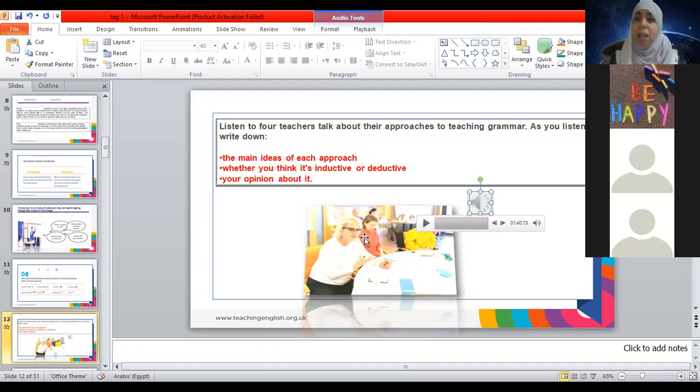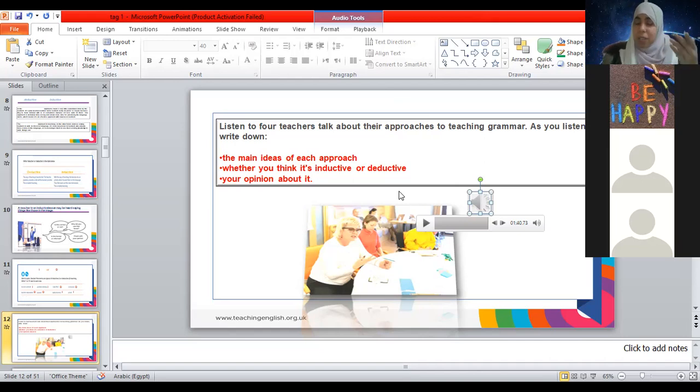Okay, what do you think about this teacher? What's the main idea? Is it inductive or deductive? Deductive. Okay, he said I have to use a context to teach grammar. So is it deductive again? Deductive. Why? Traditional way. I think he wants to explain through context, yes, but to explain and do his role as a teacher.